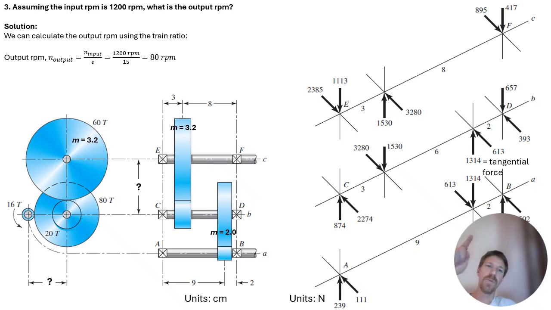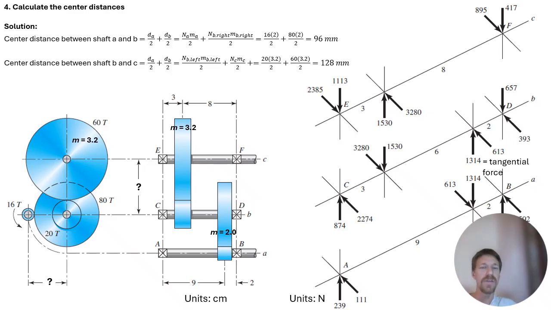So in this problem, we are reducing the RPMs and we're increasing the torque, or whatever we're using this machine to do. Calculate the center distances. So the center distances depend on the number of teeth, of course, because the diameter depends on the number of teeth and the module. And don't forget we have 2 different modules here.